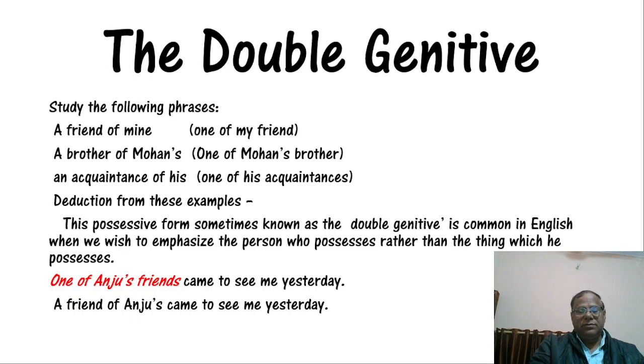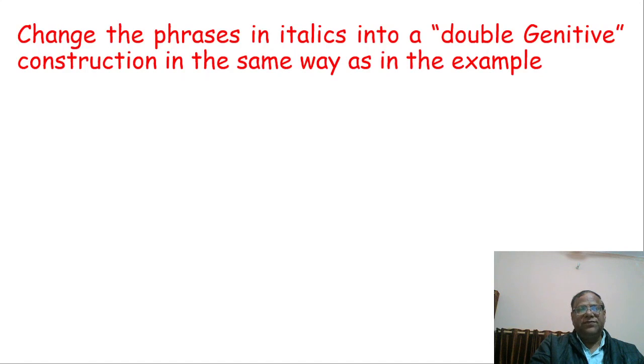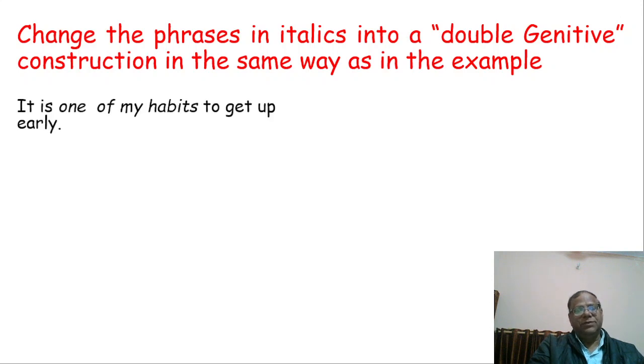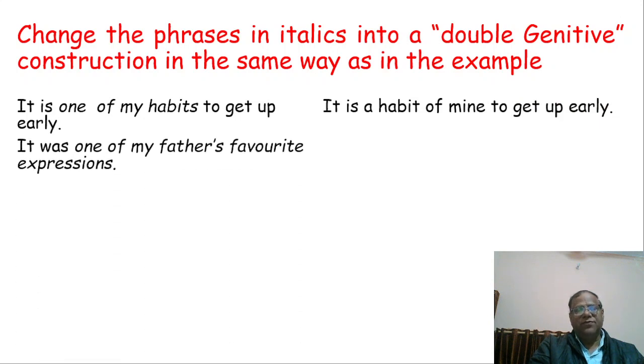So let us do some activity. Change the phrases in italics into the double genitive construction in the same way as in the example. तो अब हम इसको चेंज करने जा रहे हैं. It is one of my habits to get up early. अब इसको कैसे चेंज किया गया है? It is a habit of mine to get up early. Next is, it was one of my father's favorite expressions. It was a favorite expression of father's.